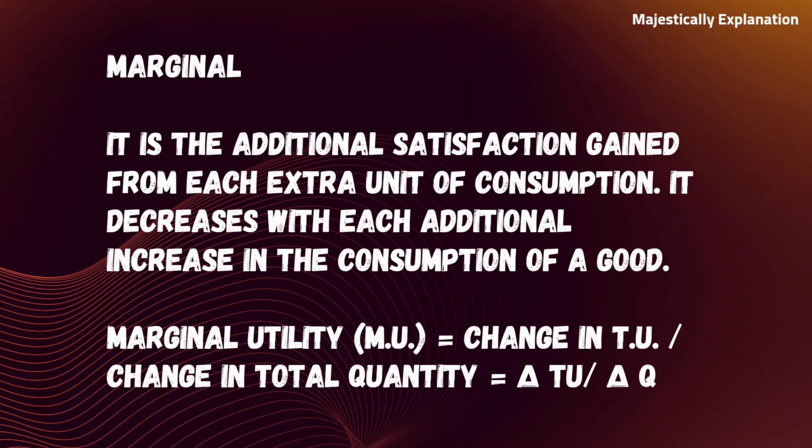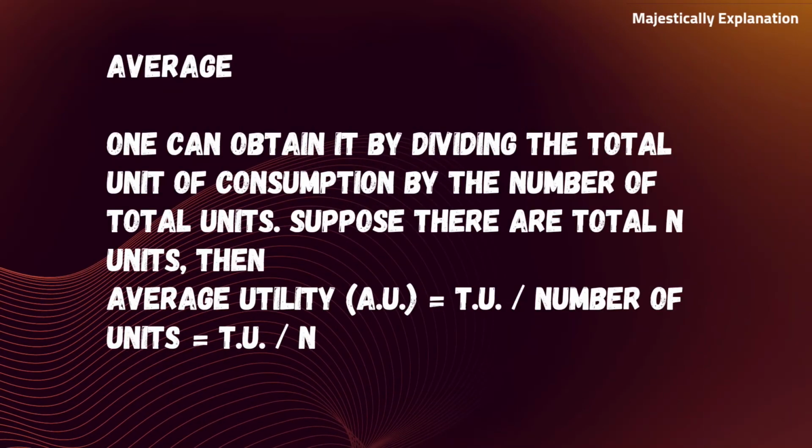Coming to marginal utility: it is the additional satisfaction gained from each extra unit of consumption. It decreases with each additional increase in the consumption of a good. Marginal utility, which is MU, equals change in TU upon change in quantity, delta TU upon delta Q. Now coming to average utility, one can obtain it by dividing the total utility by the total number of units. Suppose there are n units, then average utility, AU, is TU, the total utility, upon n, the number of units.